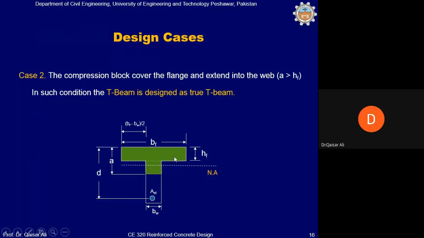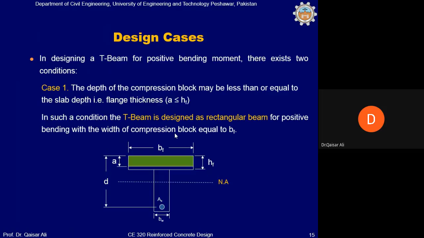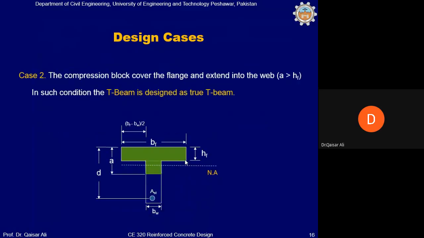So this T-beam will be designed as a true T-beam. In the previous case, the shape of the beam is T, but the shape of the compression block is rectangular, so the T-beam is designed as rectangular. We don't call that a true T-beam. But in this case, the shape of the beam is T and the shape of the compression block is also T, so the T-beam will be designed as a T-beam, and usually we call this design as true T-beam.